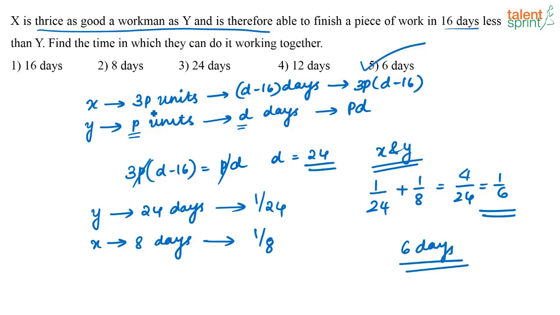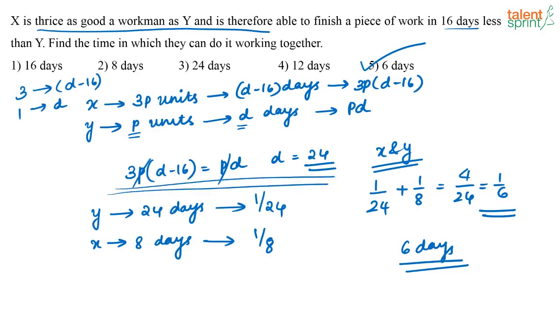See, you needn't take P here. Since sometimes the value might not be 3 units exactly, I just took P. You can directly take it as 3. X does 3 units in a day, and X takes D minus 16 days to finish the work. Y does 1 unit in a day, and Y will take D days to finish the work. If you equate it this way also, you will anyway get the same answer. Till this point, the calculation is the same.